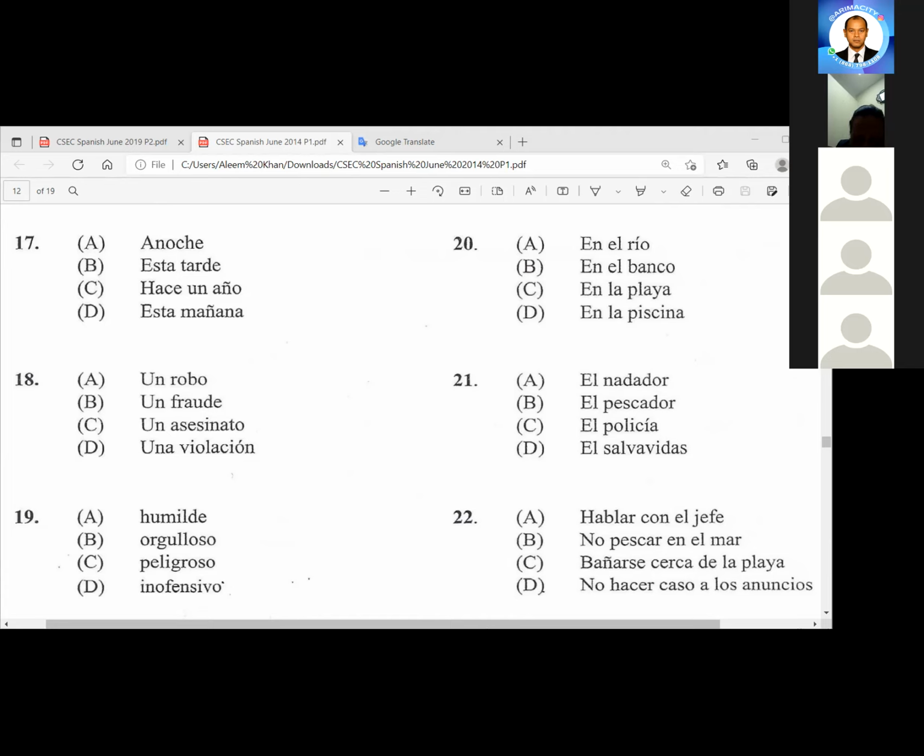And then hace un año. Now, me faltan los tildes en el teclado. No tengo tilde. I don't have a tilde on my N. It should be ñ, right? Hace un año. And same thing esta mañana. Año can be last year or 1 year ago. Okay, hace un año, last year or 1 year ago. And then what's the next one? Esta mañana. Very good. This morning.